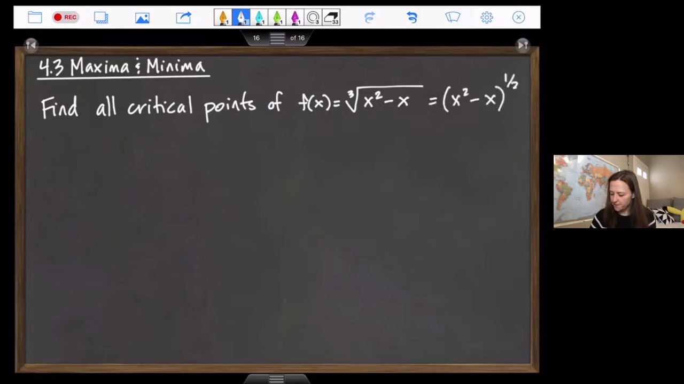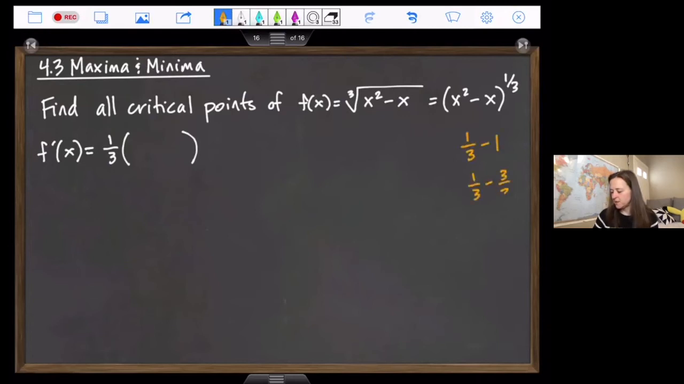to the 1/3. And I know I'm going to need a chain rule here because I've got an inside function, x squared minus x, and I've got an outside function, the 1/3 exponent. So I'm going to come over here and find my derivative. Derivative says take the derivative of the outside function. So we're going to bring down the 1/3 and subtract 1 from the exponent. So if you need to, go off into your scratch work and say, what's 1/3 minus 1? That's going to be 1/3 minus 3/3, or negative 2/3. So that's my new exponent, negative 2/3.